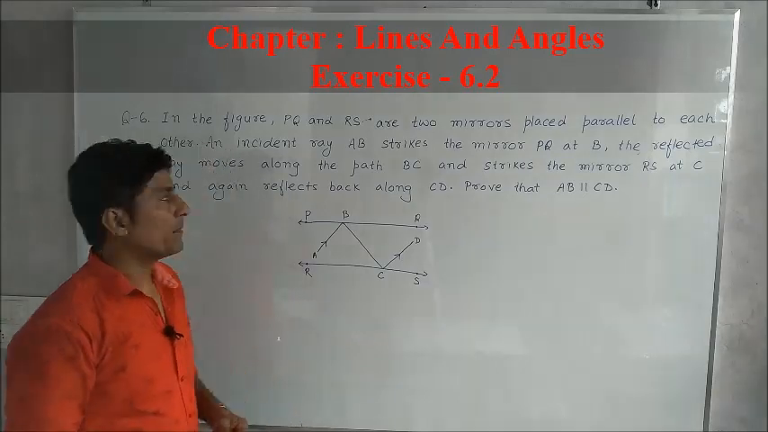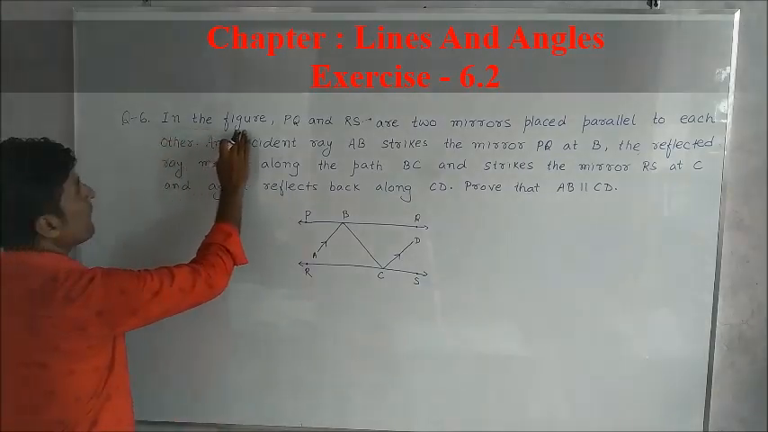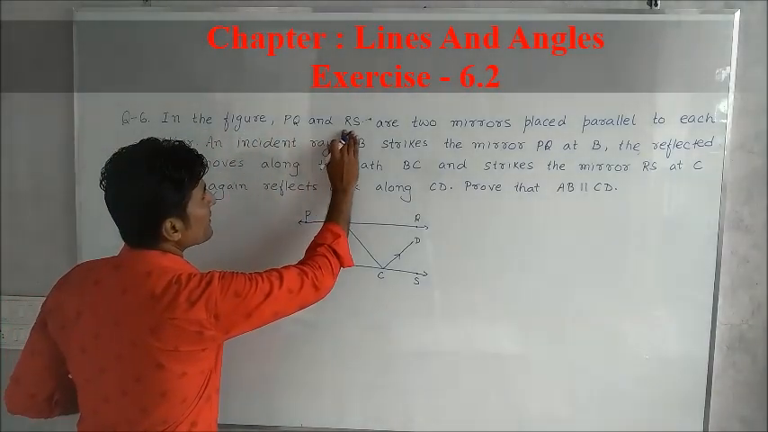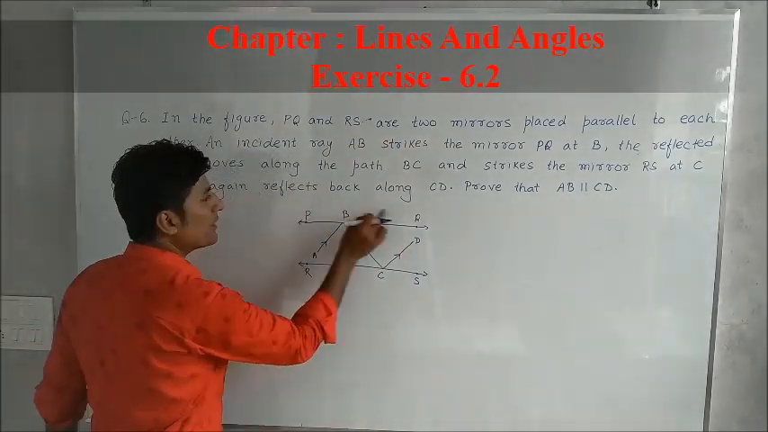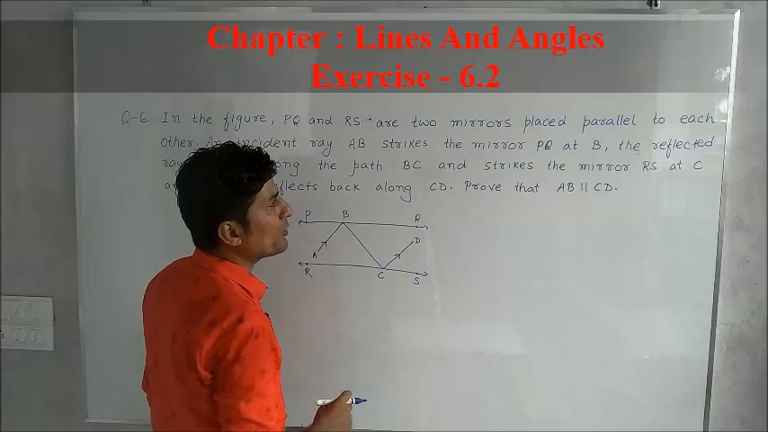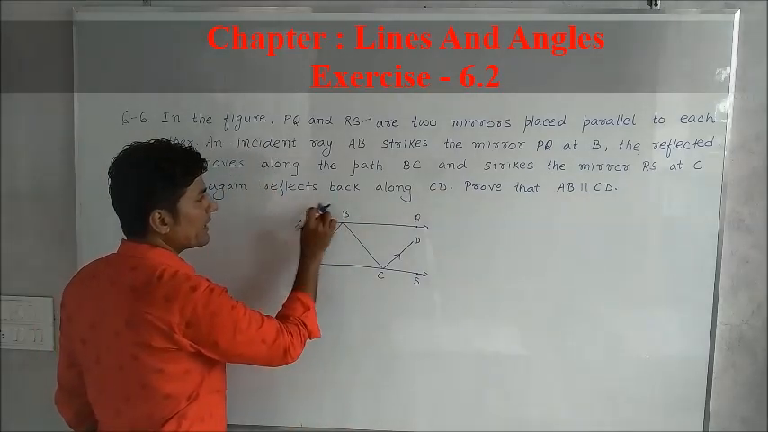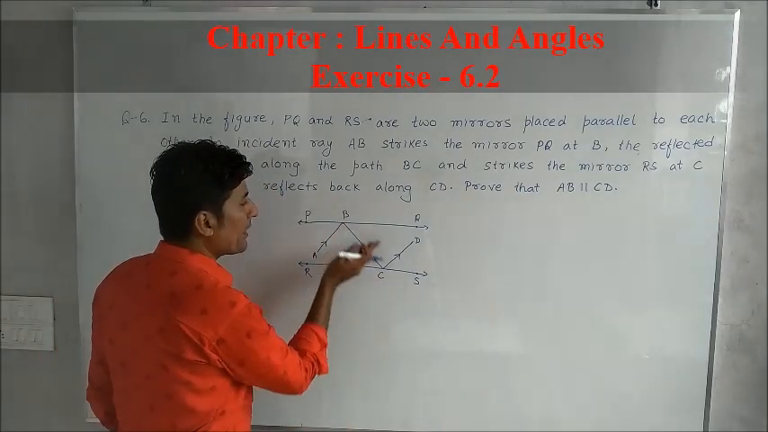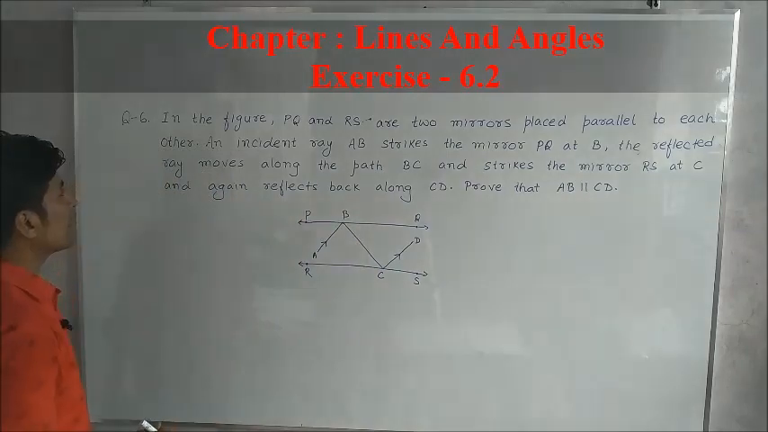Now let us see question number 6. In the figure, PQ and RS are two mirrors placed parallel to each other. Means these two mirrors, PQ and RS, are placed parallel to each other.